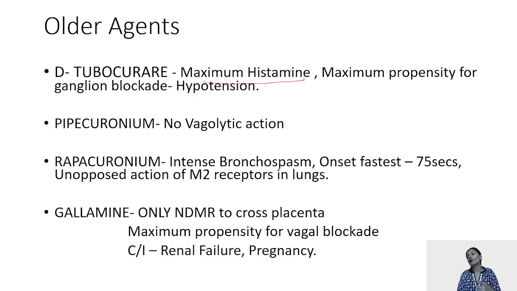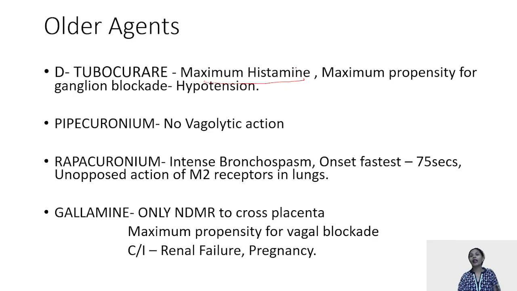I already told you D-tubocurarine is a muscle relaxant, the arrow poison which was used by hunters. They produced it from the bark of a tree, and they used it to hunt the animals. Second is pipecuronium. It's an old agent with no vagolytic activity.